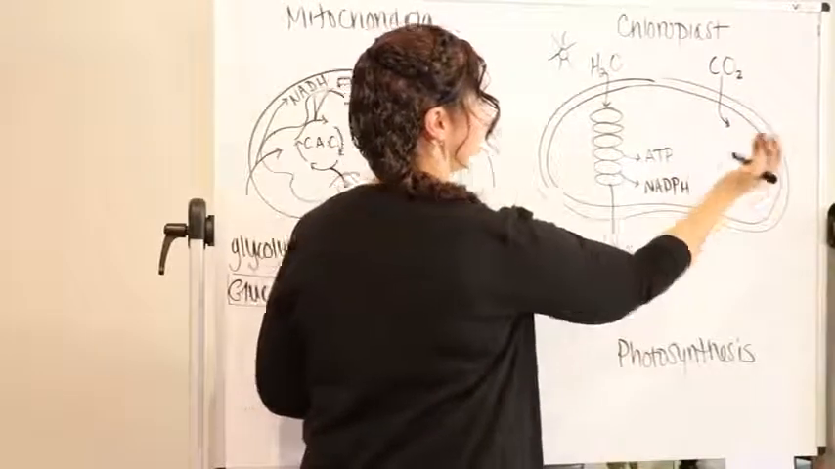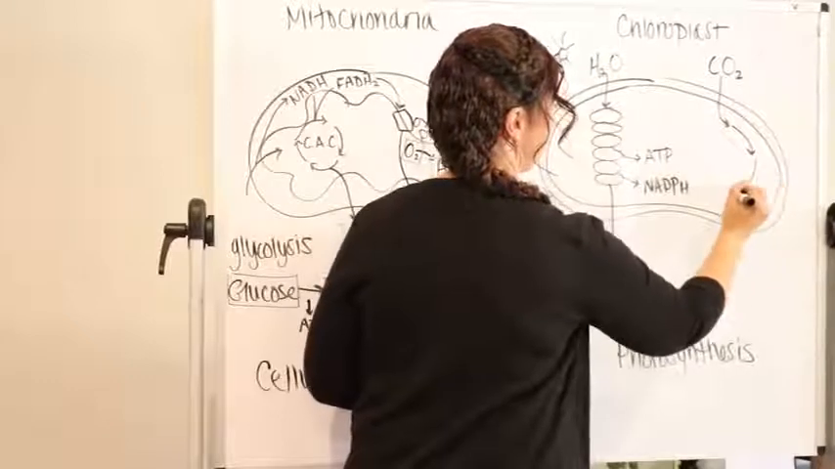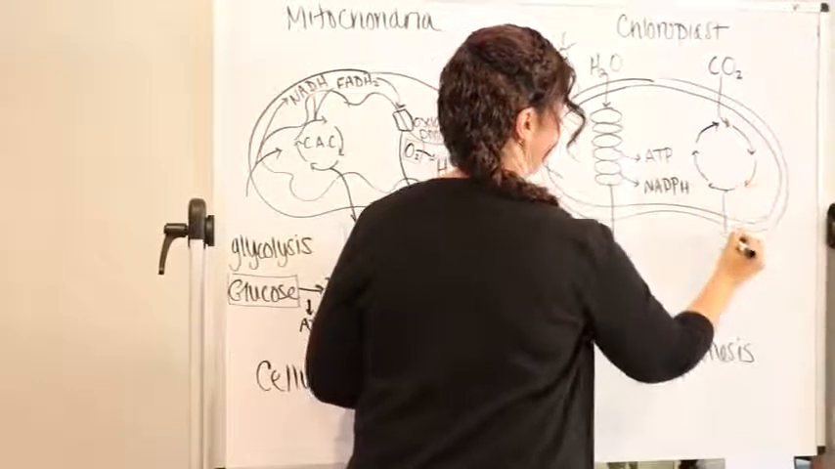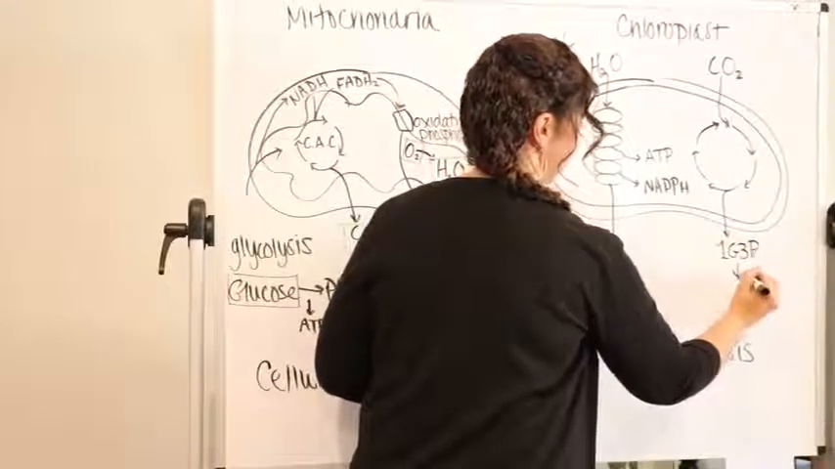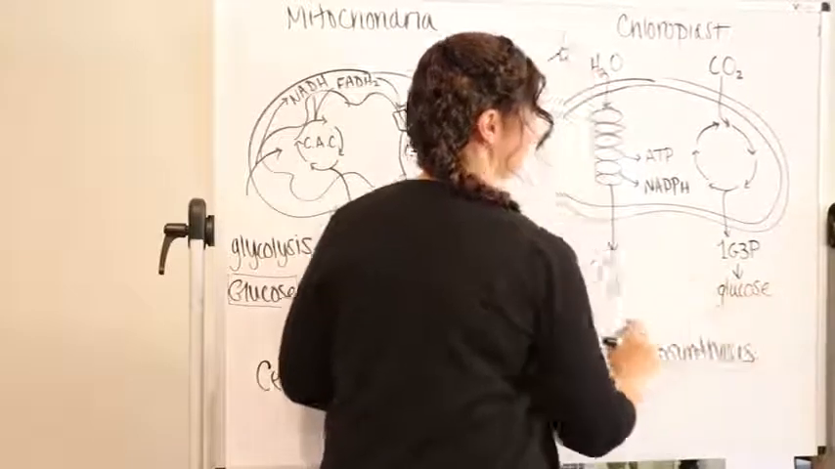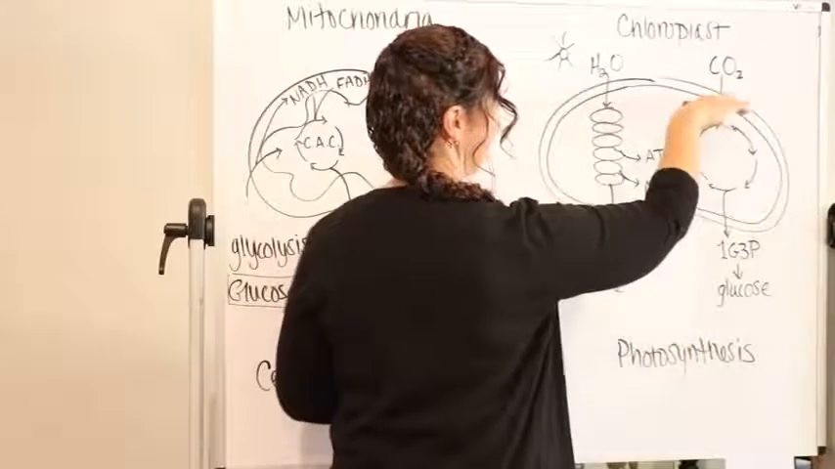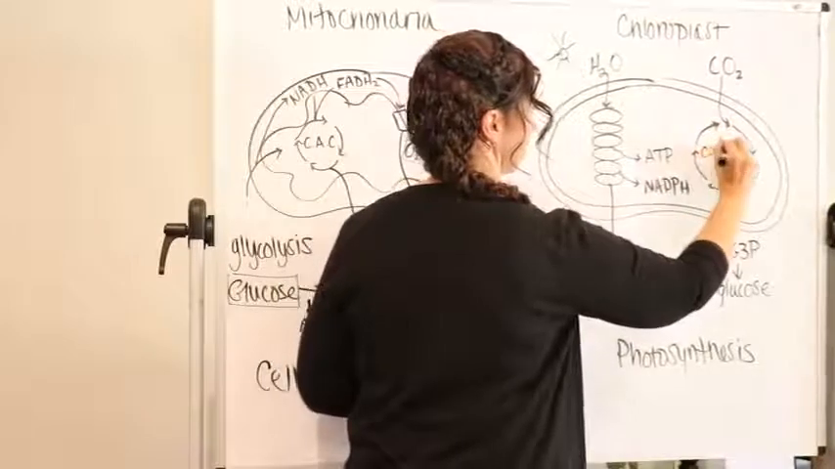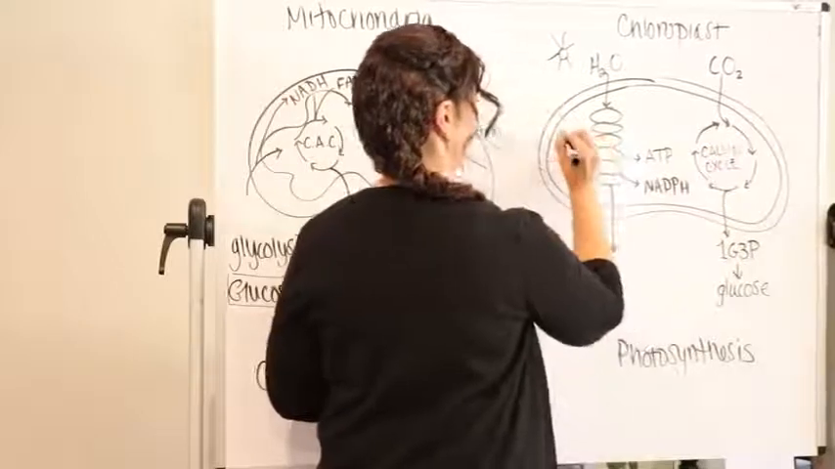Rubisco takes the carbon off of carbon dioxide, converts it. All these different molecules get made. You get 1 G3P made that's eventually going to become glucose. That's what we care about. And in the meantime, you're building your carbon dioxide acceptor again to keep this Calvin cycle going. So here's your Calvin cycle. And these are the light reactions.